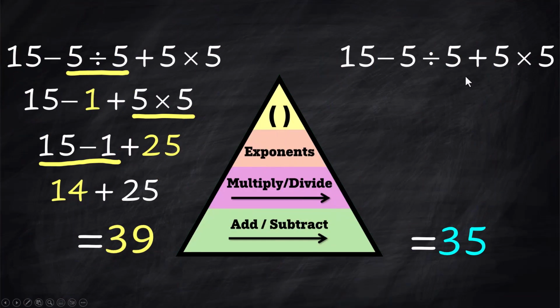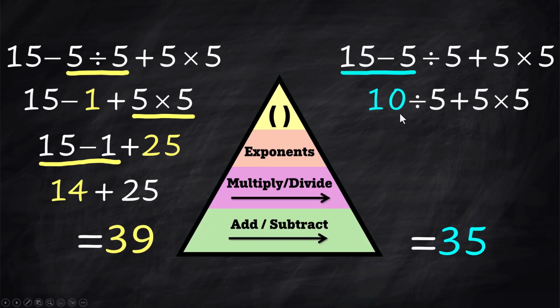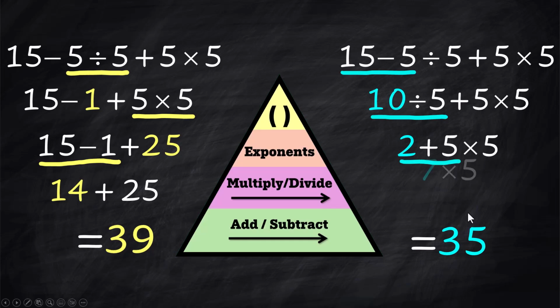Now, what did this person do? They started with the 15 minus 5, so that gets them to 10 divided by 5 plus 5 times 5. Then they did 10 divided by 5, so that gives them a 2. So now they have 2 plus 5 times 5. 2 plus 5 is 7. 7 times 5 is 35.